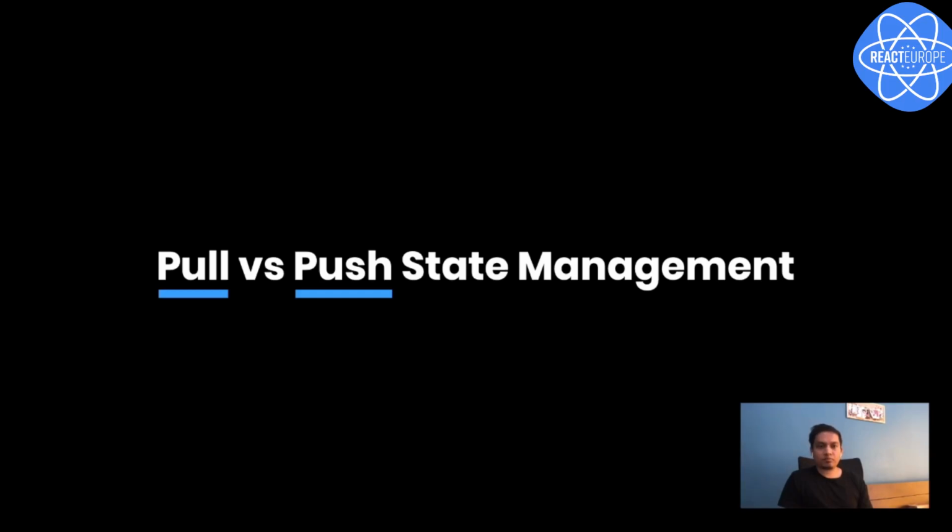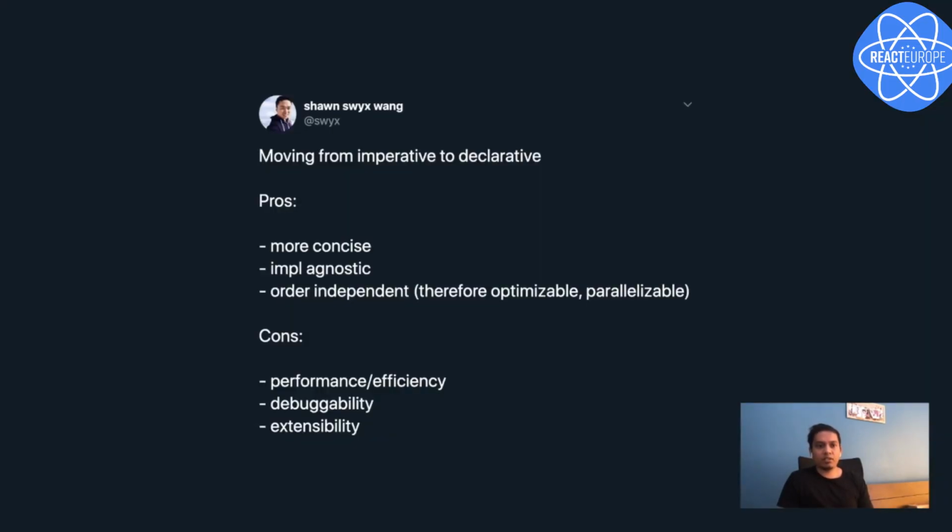And Swix recently summarized the pros and cons when moving from imperative to declarative. It's more of what React does, like if you move from imperative to declarative. So pros are more concise, implementation agnostic, order independent, therefore optimizable, parallelizable. But on the other hand, the cons are we lose on performance, efficiency, debuggability, and extensibility.